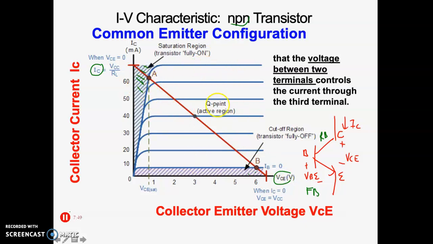The rest of the region is what we call the active region. The active region happens when the BE junction is forward biased but the BC junction is reverse biased. In order for the transistor to become an amplifier, it needs to operate in the active region. If we want it to be a switch, it needs to be in saturation and cutoff. Okay.